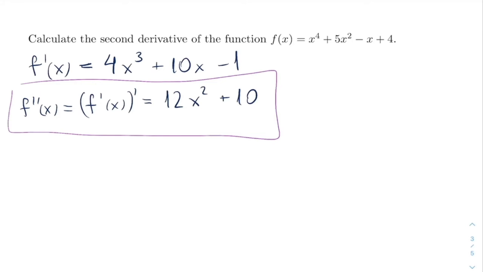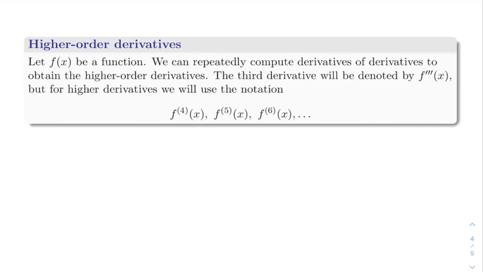So now the question is, can we do this further? Can we ask for the third derivative and the fourth derivative and so on? And the answer is yes. And this will be the definition of higher order derivatives. So once again, if we keep computing the derivatives of new derivatives, we will obtain higher order derivatives.